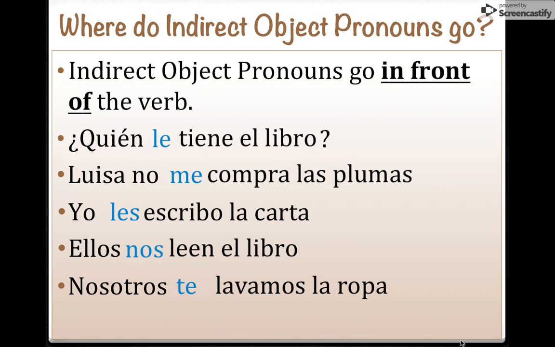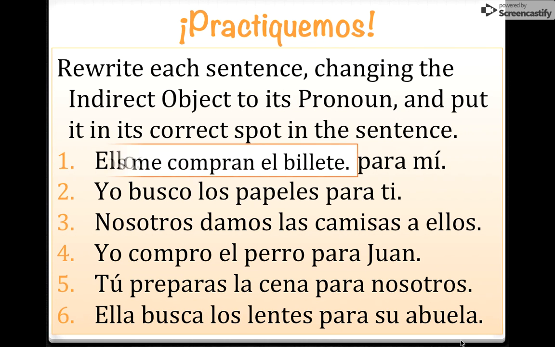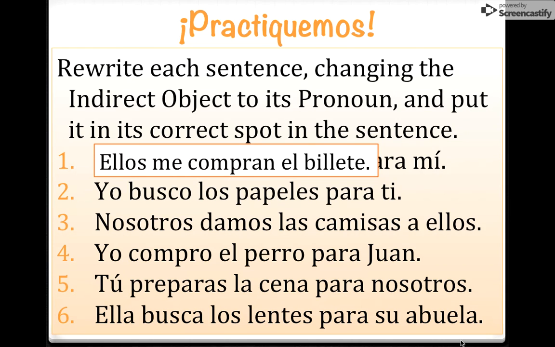Pretty easy. All right, on your own, I want you to rewrite each sentence, changing the indirect object to its pronoun and put it in its correct spot in the sentence. We'll do the first one together. Ellos compran el billete para mí. Okay, para mí is going to be your indirect, and the me is going to be placed before the conjugated verb. Ellos me compran el billete. And that's how it's going to work.